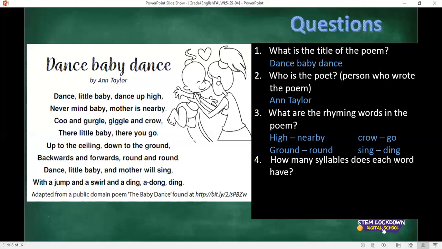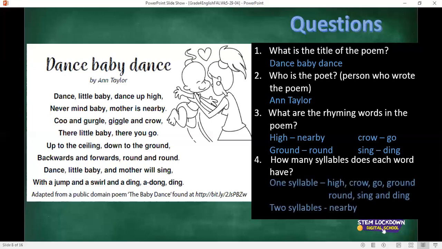Then number 4, how many syllables does each word have? Remember that trick I taught you, to either put your hand under your chin or to clap it out. You'll see that a lot of the words actually have one syllable. The only one that has 2 syllables is the word nearby. Because if you say nearby, it is nearby, 2 syllables. The rest are all one: high, crow, go, ground, round, sing, ding. I think that was easy for you to tell the difference. I hope you actually spotted that 2-syllable word.